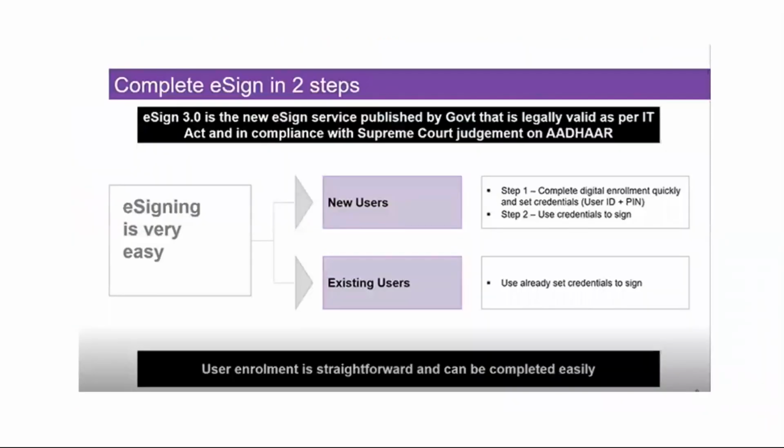The new users have to go through a one-time KYC enrollment and it is valid for 2 years. During this period, you can use this to sign any number of documents as required. The first step is completing a digital enrollment process, which could be completed by uploading a few proof of identity and proof of address documents, followed by setting a user ID and PIN that could be used to sign the documents.